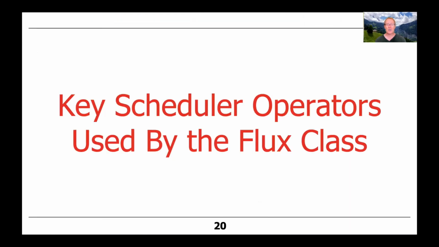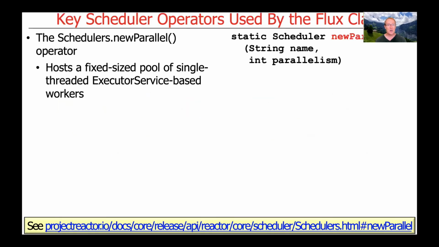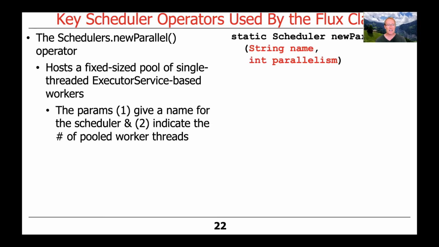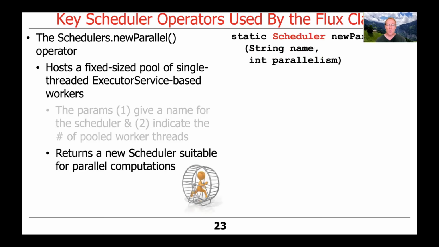Now let's go ahead and turn our attention to a key scheduler operator that's used by the Flux class. And this is the new parallel factory method that's defined in the scheduler's utility class. And what this factory method returns is a fixed size pool of single-threaded executor service-based workers. And the parameters that are passed in here can be used to give a name to this particular thread pool, and also the number of worker threads you want in the pool, which could be 1, 2, n, whatever you want it to be. What this does is it returns a new scheduler that's suitable for parallel computations that are going to be CPU or computationally intensive.